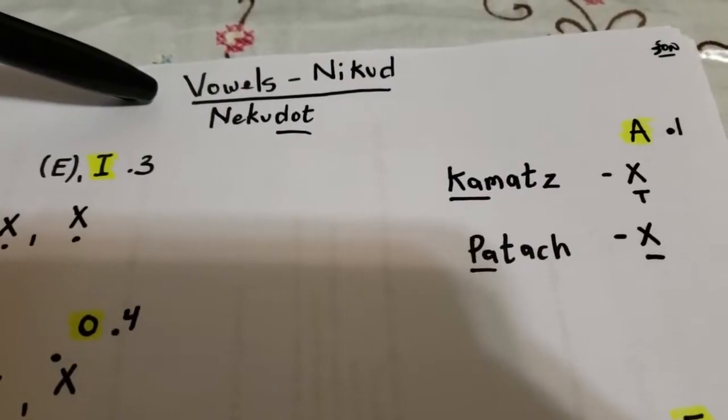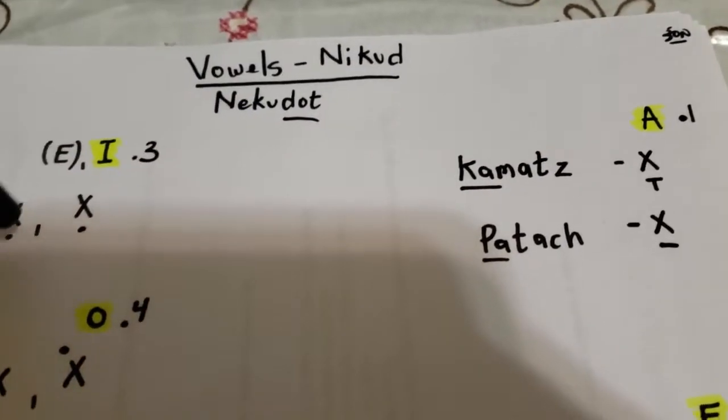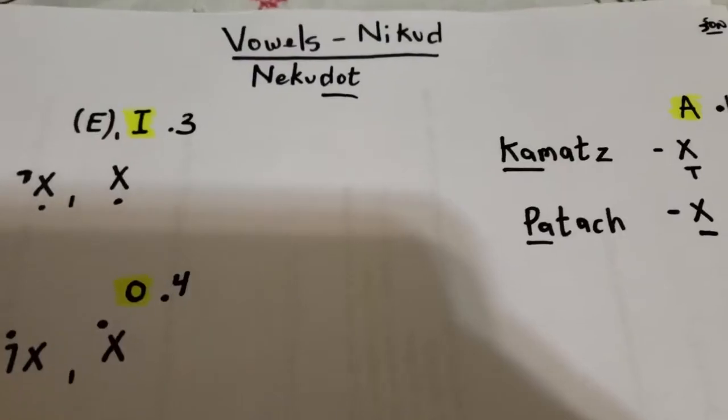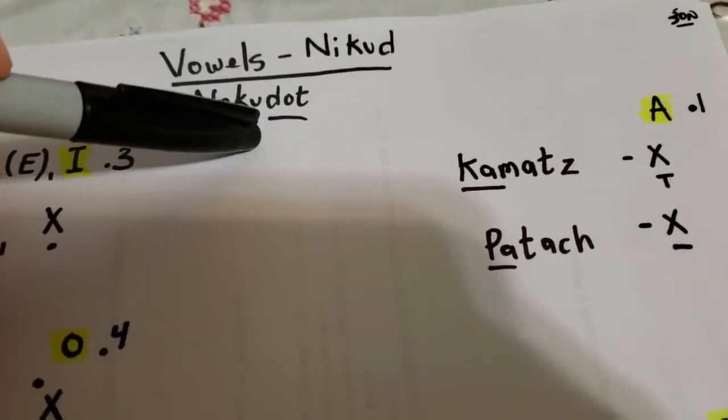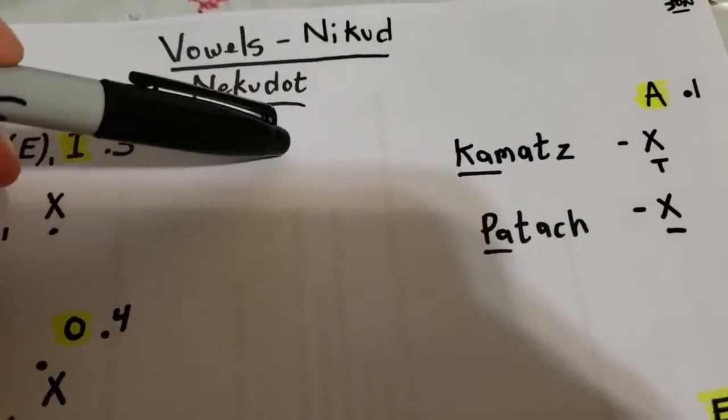Okay, so today I want to talk about the vowels. In Hebrew, the vowels are called Nikud. And the actual dots that are under or above the letters, those are called Nekudot. I underline the dot because this is like dots, Nekudot.